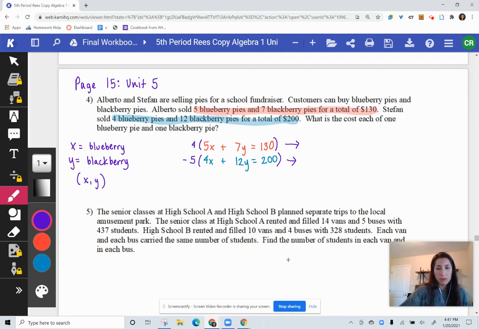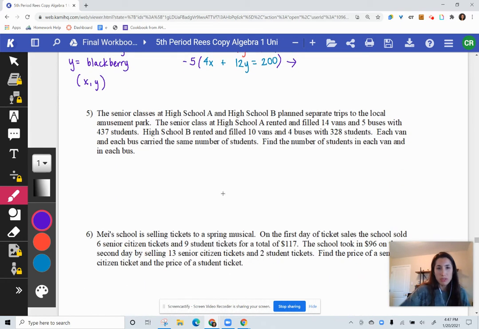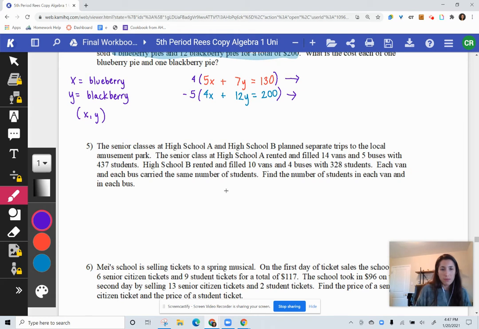Question 5, I'll help you get that set up. All right, so we have 2 different high schools, and it looks like we are filling buses and vans. This looks similar to our toolkit problem that we did as well. So the variables that we're going to define, let's just do x and y for this. Okay, so let's just say x is our vans and y is our buses, similar to what we did in our toolkit.